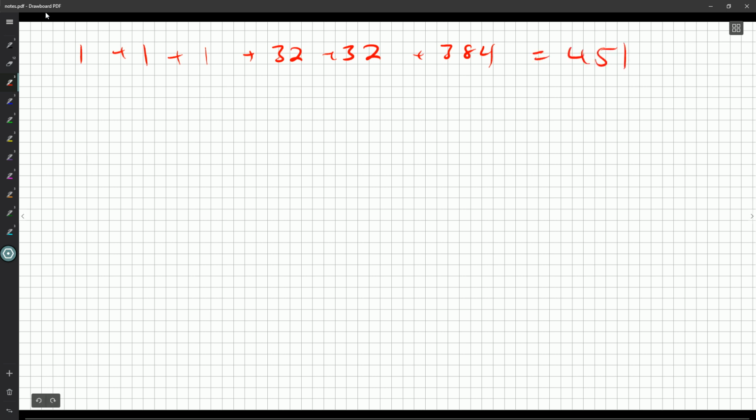So the total they're looking for, 1 case with the 4 3s, 1 case with 4 2s, 1 case with 4 1s, 32 cases with 3 2s, 32 cases with 3 1s, and 384 cases with just 2 1s. And so we just add all those up. And so our answer should be 451.